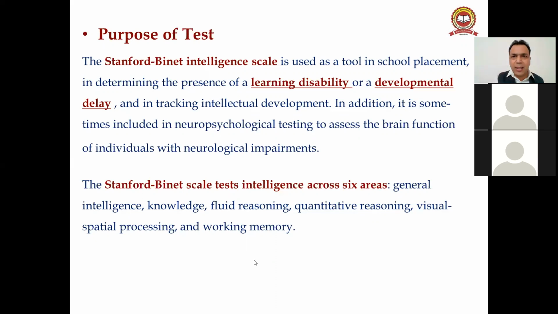It can be a learning disability of the student, or a development delay of the student. If the student has such a kind of problem, we have to give extra time to the student, right? For this purpose, these tests are designed. The Stanford Alfred-Binet intelligence test checks intelligence across 6 areas. You should know these: general intelligence, knowledge, fluid reasoning, quantitative reasoning, visual spatial processing, and working memory. Right, guys? In your notes, you have to prepare this also. The examiner can ask what is the purpose of that test.